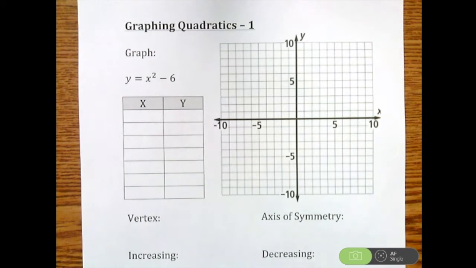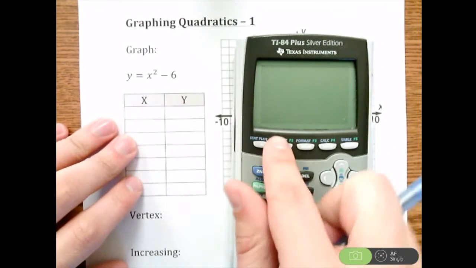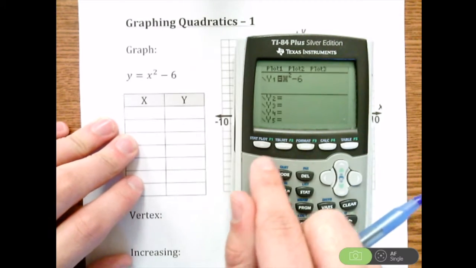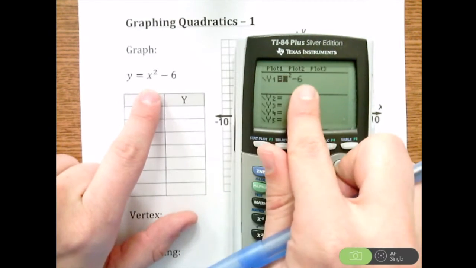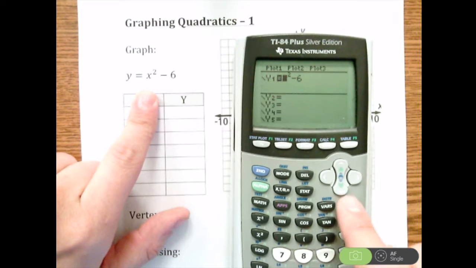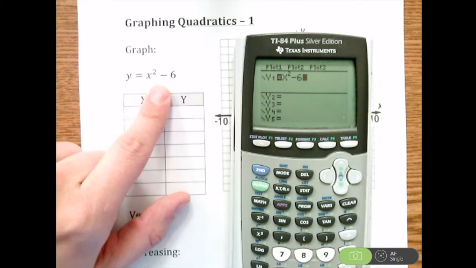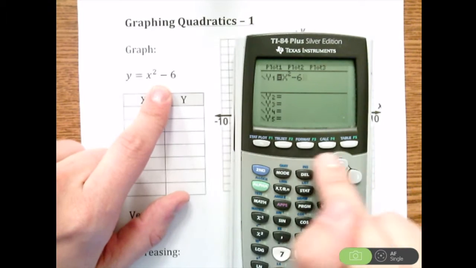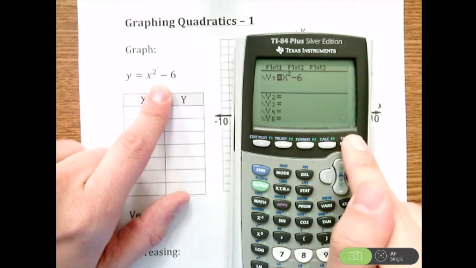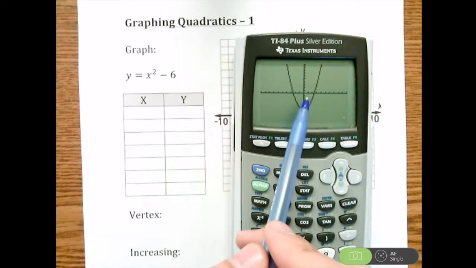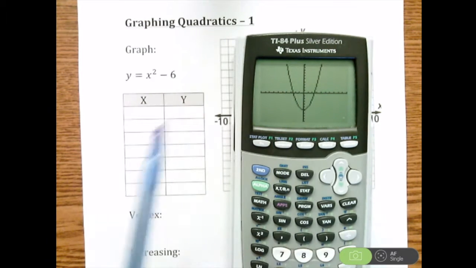So with this problem, we're going to graph y equals x squared minus 6. Anytime you want to graph, you got to go to the y equals button, which is the top left. In that first line, if there's something else there, you could always hit the clear button, clear it out. Let's type in our equation, which is x squared minus 6. Now, all the way on the right over here is a button that says graph. You could hit that, and it will graph your function. So this is what the graph should look like.